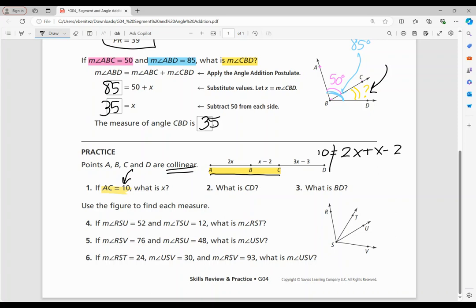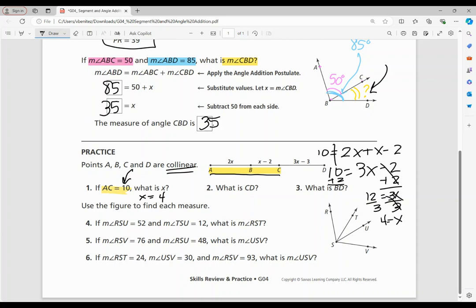So here I'm just going to simplify a little. Let me do it this way. I'm going to have 10 on this side. If I combine these two terms, that's 3x, and then subtract 2. Again, thinking of the inverse operation, the inverse of subtracting 2 is to add 2. So then we end up with 12 is equal to 3x. The inverse of multiplication is division, so then I divide both sides by 3. So therefore x is equal to 4.